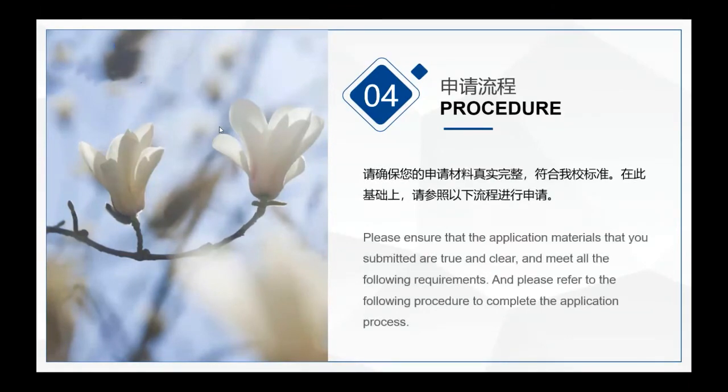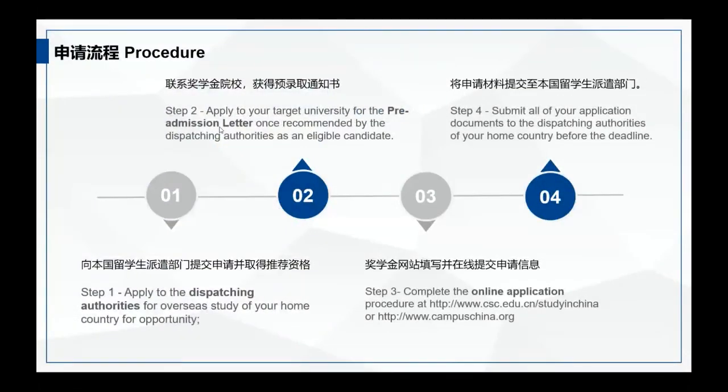Here are the 4 steps. First of all, apply to the dispatching authority for overseas study of your home country. Second, after being recommended by the embassy, you could get in touch with us for the pre-admission letter. And then, submit all of your application materials to the dispatching authorities of your home country before the deadline. If you are given the qualification, we will get in touch with you for more details.